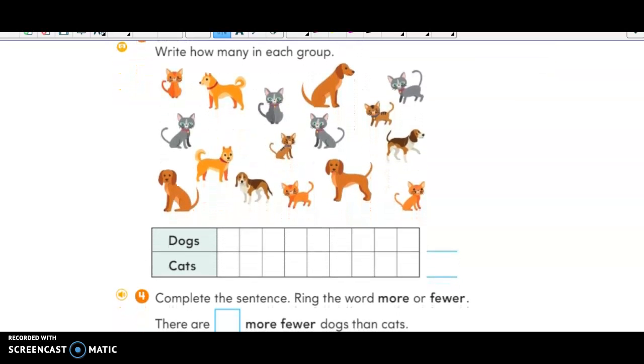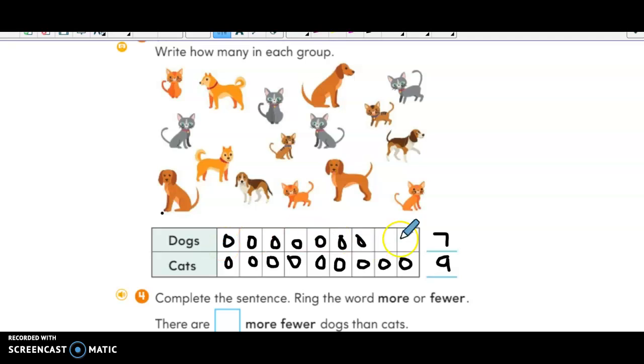We need to sort the animals into categories of dogs and cats, and we need to record with circles. So you're going to count up how many dogs first. For each dog, you put a circle into the box, and then you're going to put that number out to the side. Then do it again with cats. Let's see what you come up with. All right, I ended up with 7 dogs and 9 cats.